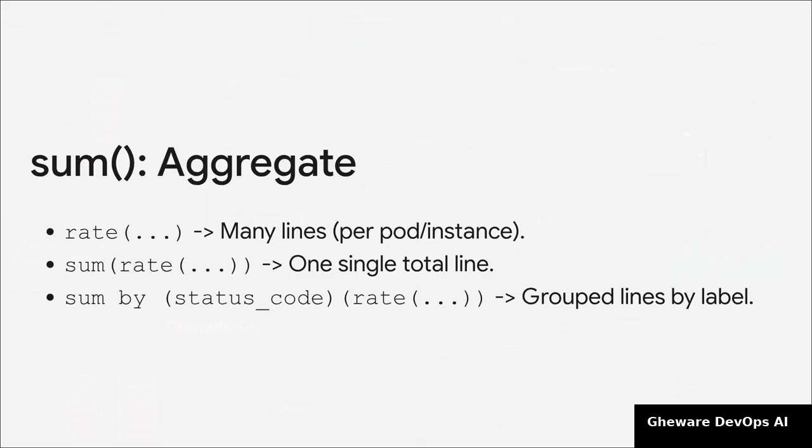So you've calculated the rate, but now your graph has a separate line for every single pod, and it's a mess. That's where sum comes in to save the day.